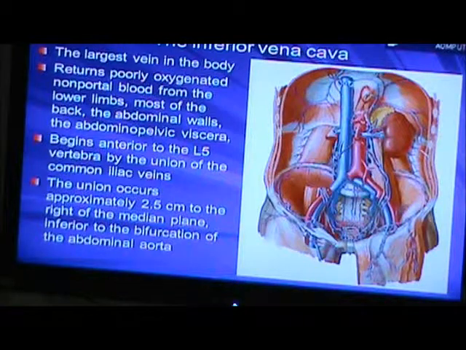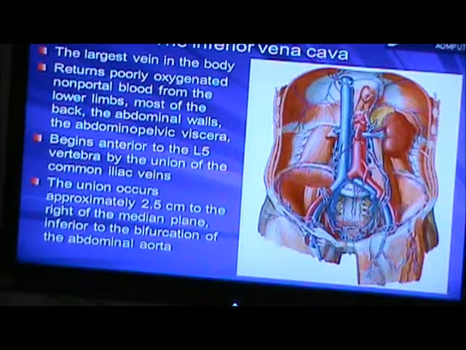The inferior vena cava is the largest vein in the body. It returns poorly oxygenated but non-portal blood from the lower limbs, most of the back, the abdominal walls, and the abdominopelvic viscera. By abdominopelvic viscera, we are thinking about paired organs like the kidney and suprarenal glands, or organs from the pelvic cavity. Besides, of course, the superior part of the rectum.